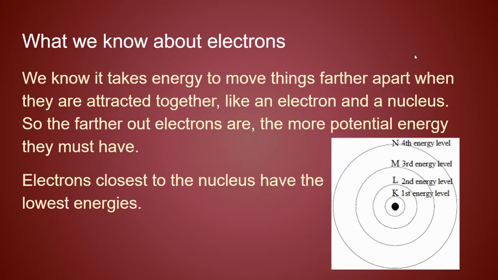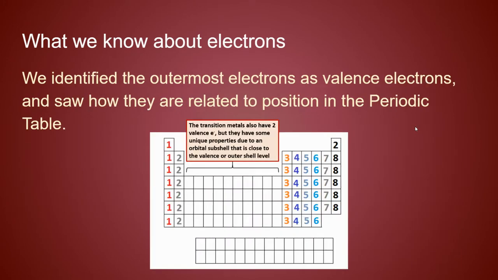We know it takes energy to move things farther apart when they're attracted together, like an electron and a nucleus. So the farther out electrons are, the more potential energy they must have. Electrons closest to the nucleus have the lowest energies. We identified the outermost electrons in any atom as valence electrons, and we said they're really important because that's how atoms interact with other atoms, and that determines all of chemistry.